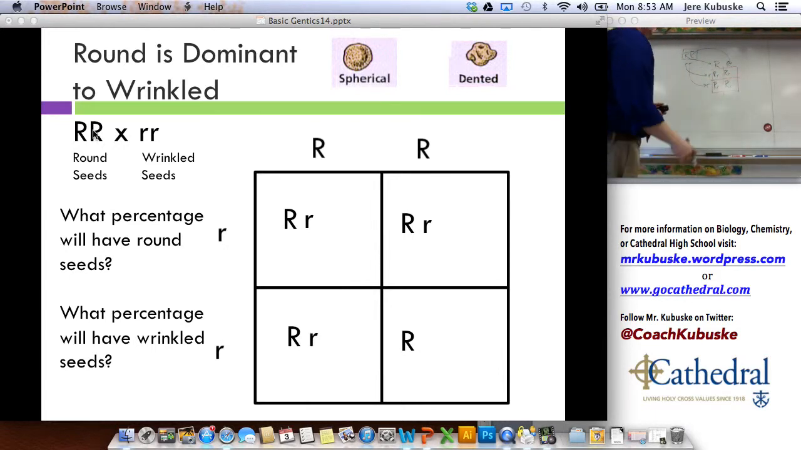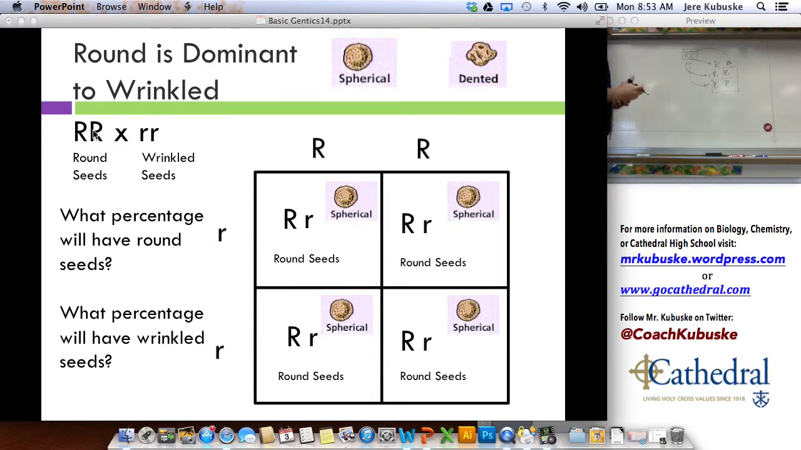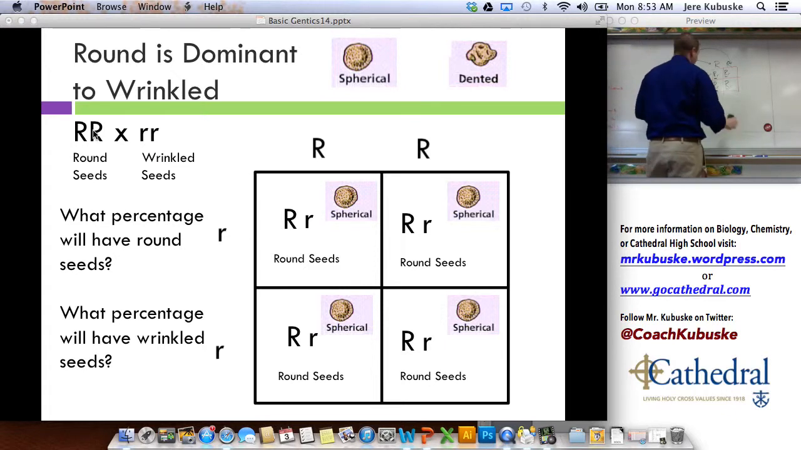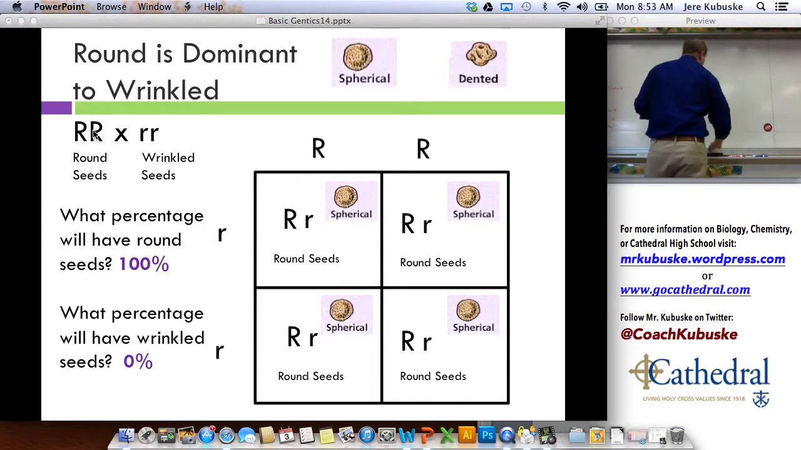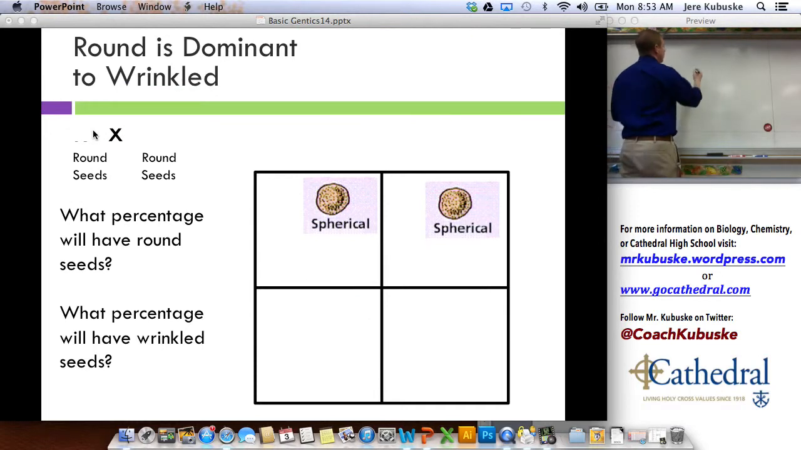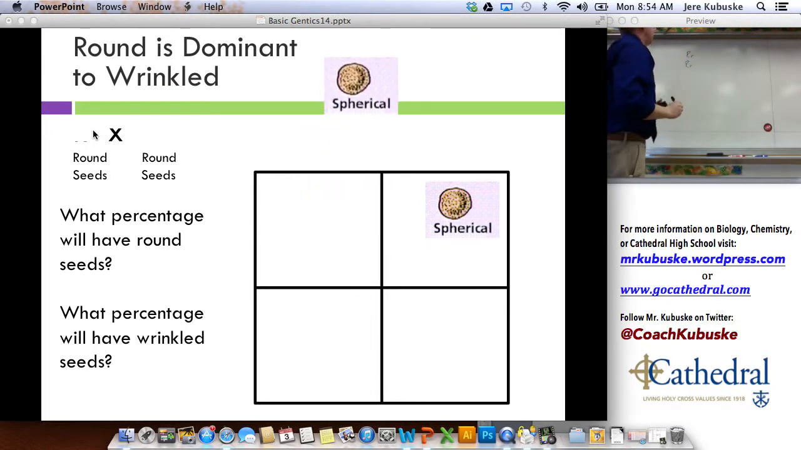So no matter what, what will the seeds of these offspring look like? They will all be round. How do I know that? Because each one of them has a capital R in their box. So no matter what, it's a 100% chance that these parents will have round seeded offspring. But what if I take 2 of those offspring, that I know their letters now are big R, little r, and I cross those? So big R, little r for both parents.